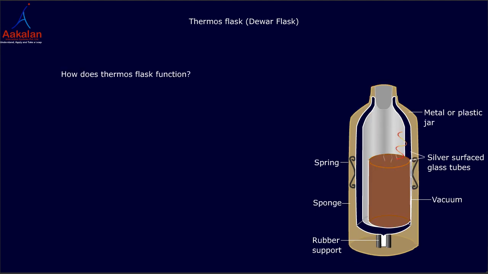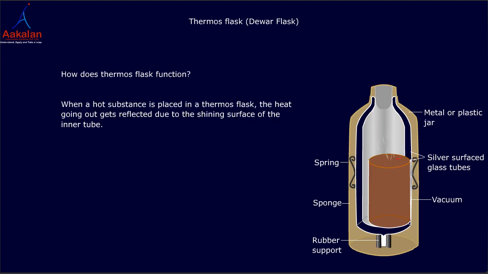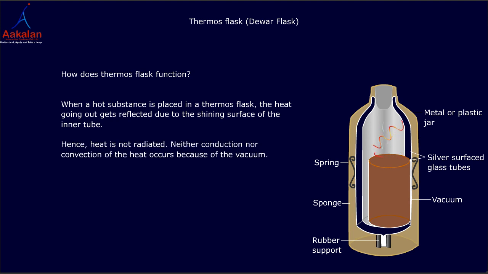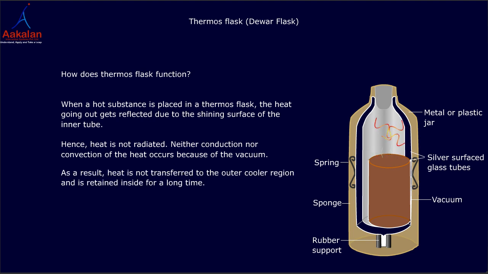Function of the thermos flask. When a hot substance is placed in the thermos flask, the heat going out gets reflected due to the shining surface of the inner tube. Hence, heat is not radiated. Neither conduction nor convection of the heat occurs because of the vacuum. As a result, heat is not transferred to the outer cooler region and is retained inside for a long time.